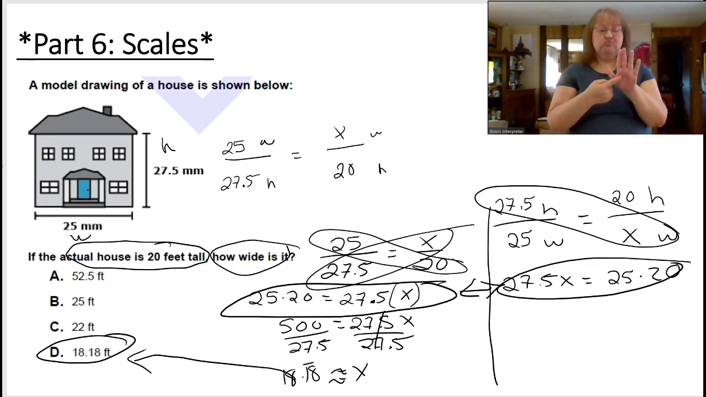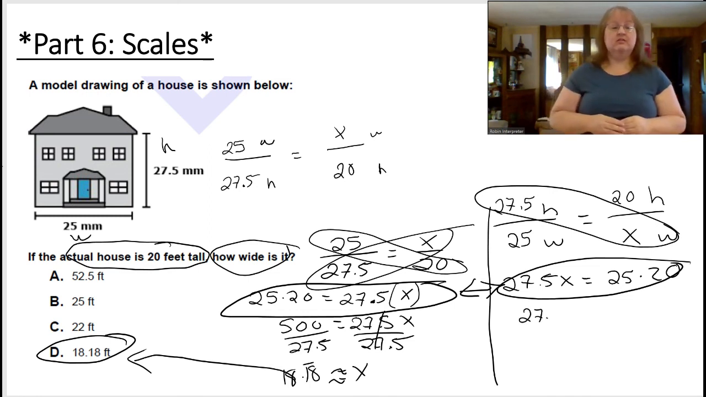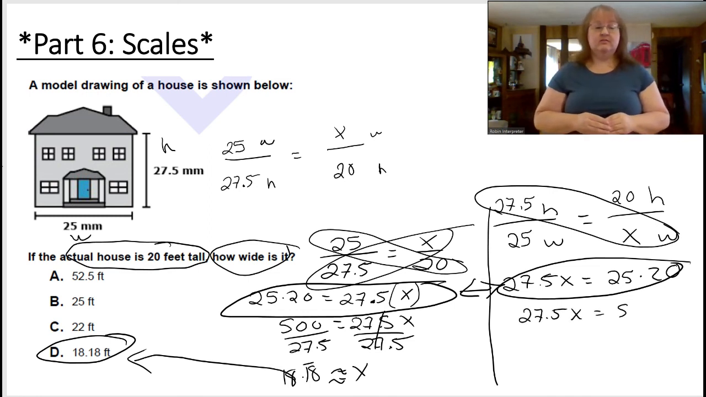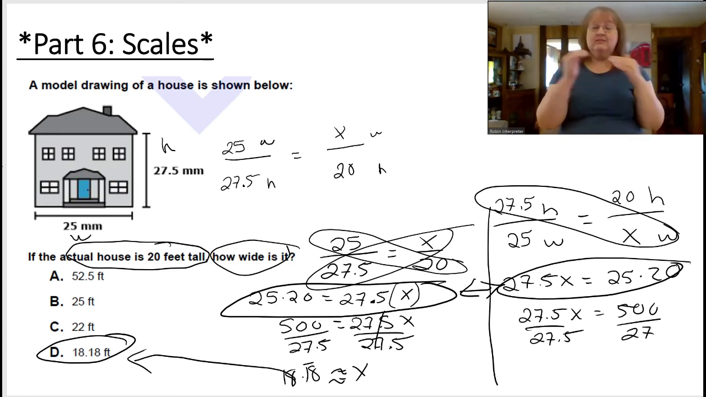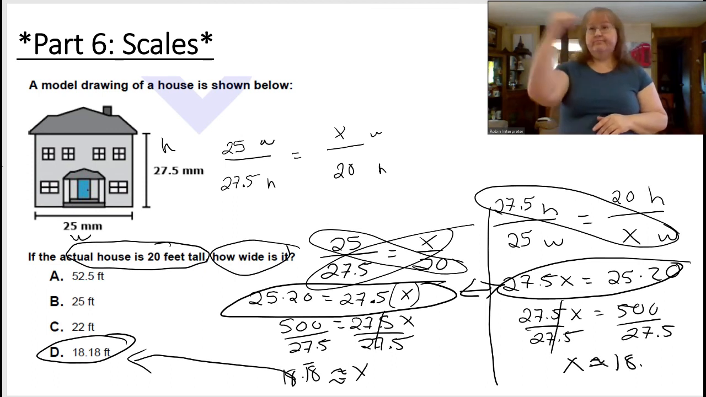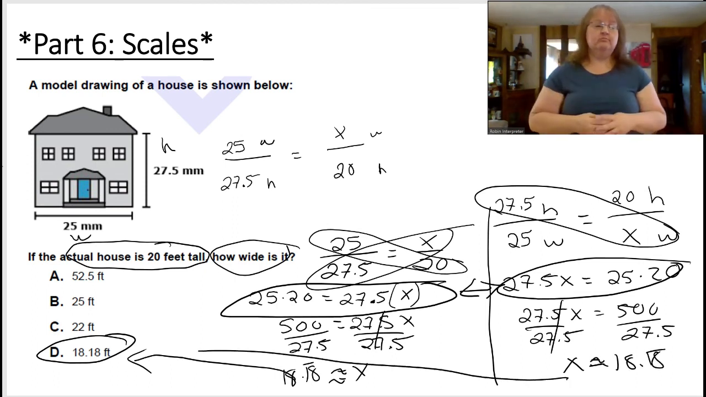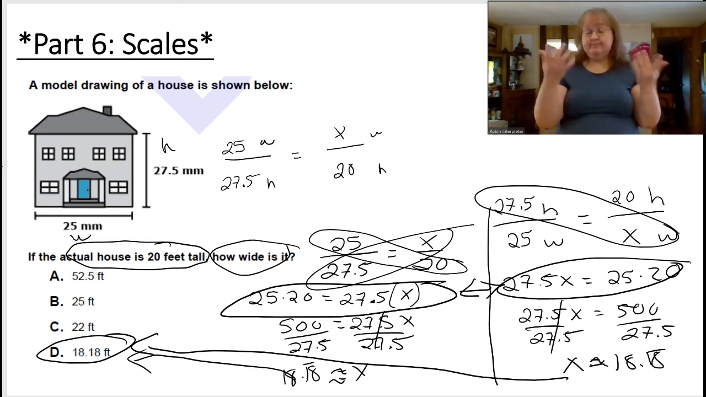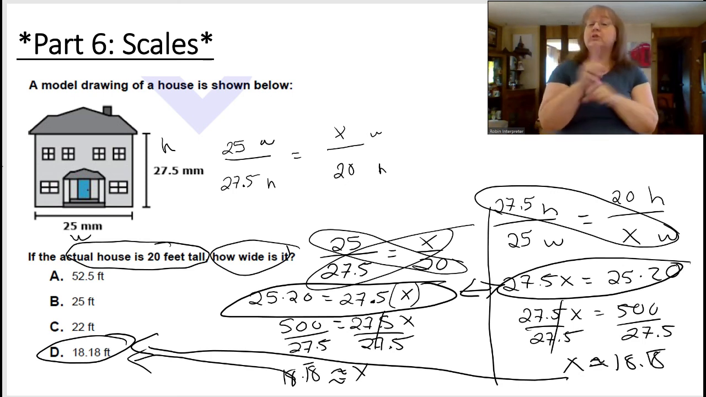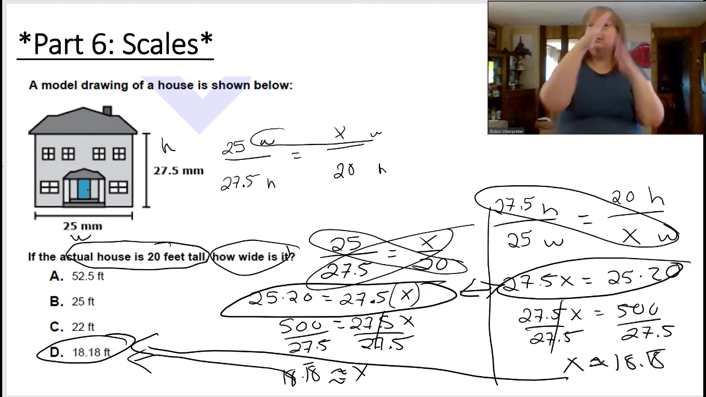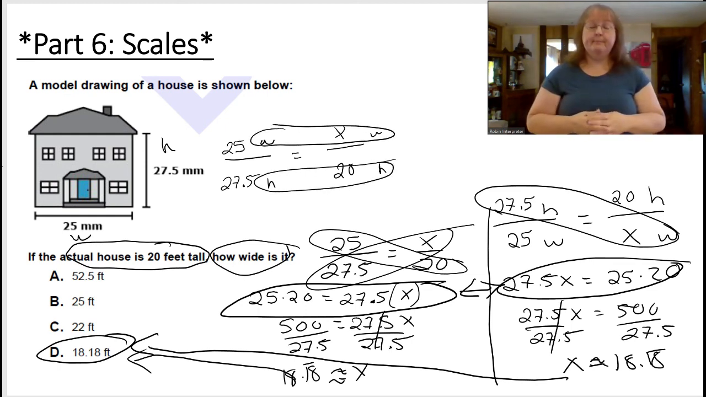You do all your work, so it'll be 27.5 times x equals 500, divided by 27.5 on both sides. X equals 18.18 repeating, and you get the same answer. So again, people can set up the proportions however they want, as long as they have the same units on top and the same units on bottom.